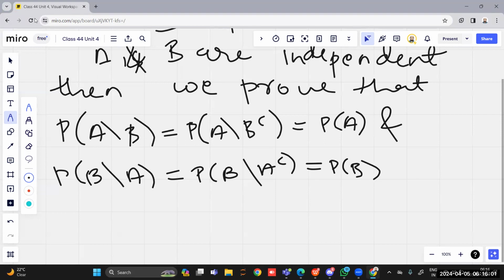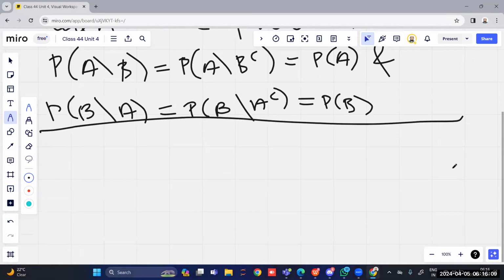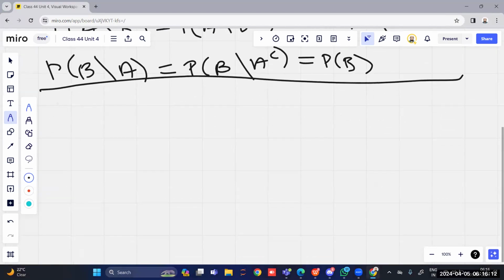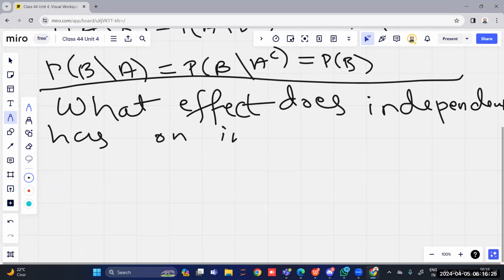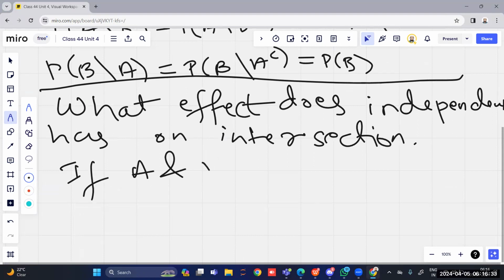Okay, so we have seen this was the condition, by the way. Now we'll see what effect independence has on intersection. I'll show you what happens if A and B are independent.